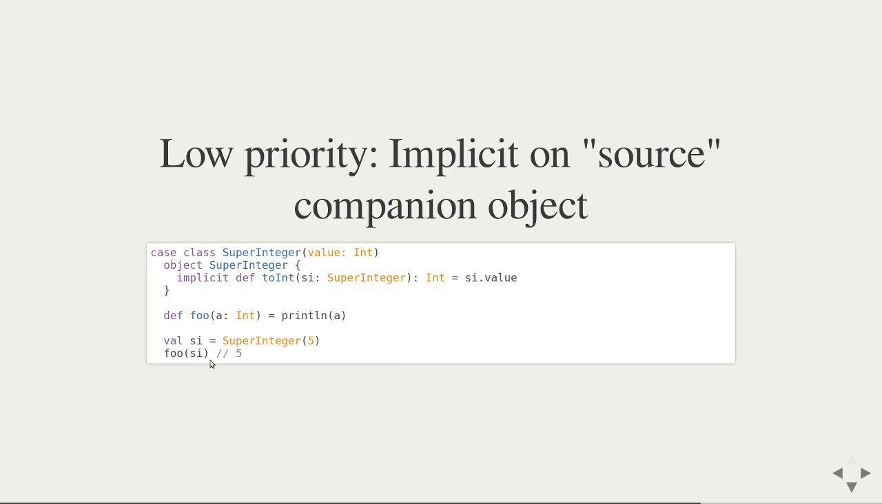The first thing Scala is going to do is it's going to say, you've given me the wrong type. I'm going to look for an implicit function that converts a super integer into an int. And it doesn't find one. So then it's going to look on the super integer companion object for an implicit function that converts to a normal integer. And it finds it, and it uses it, and everything is good.